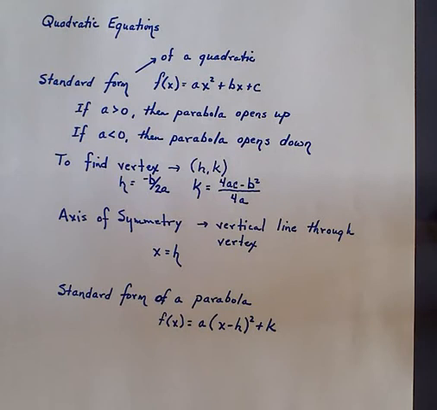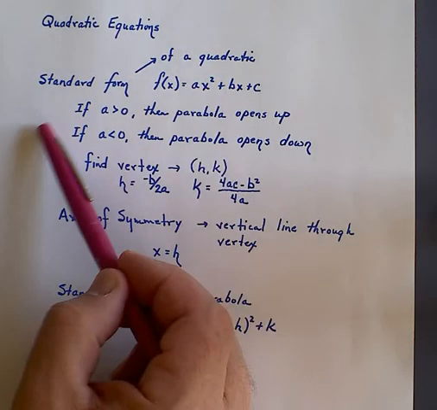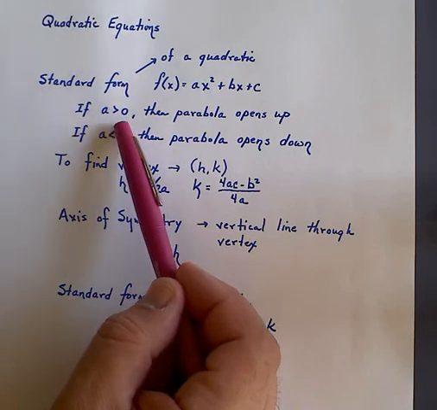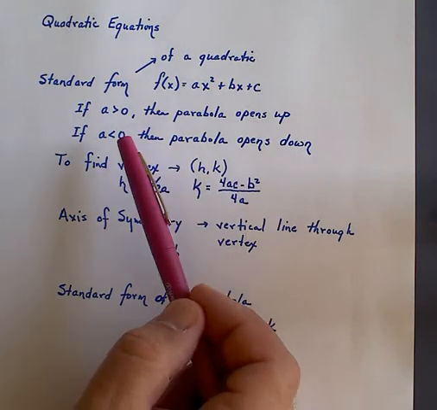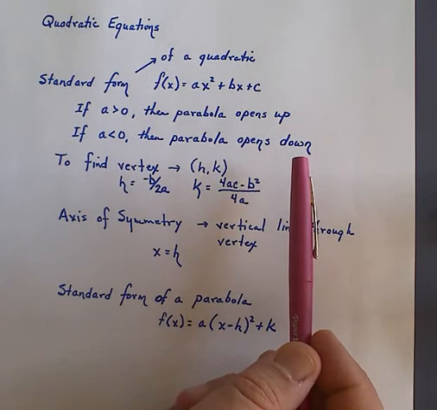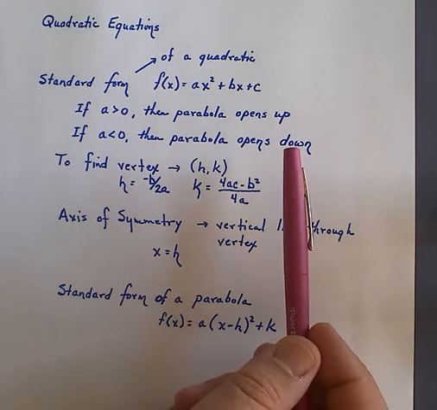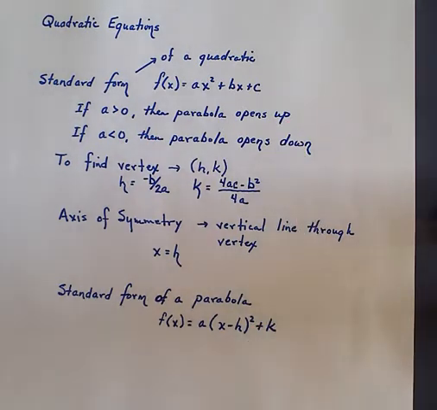The opening up or down is dependent upon the value of a in that standard form. We know that if a is greater than 0, which means positive, then the parabola opens up. If a is less than 0, then the parabola opens down. Those are your two options. Positive, it opens up. Negative, it opens down. There's your first answer.